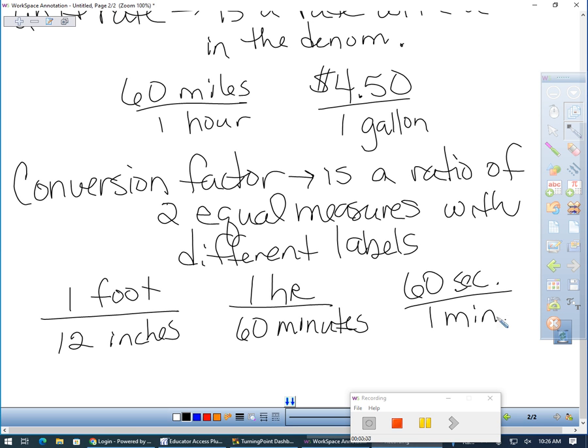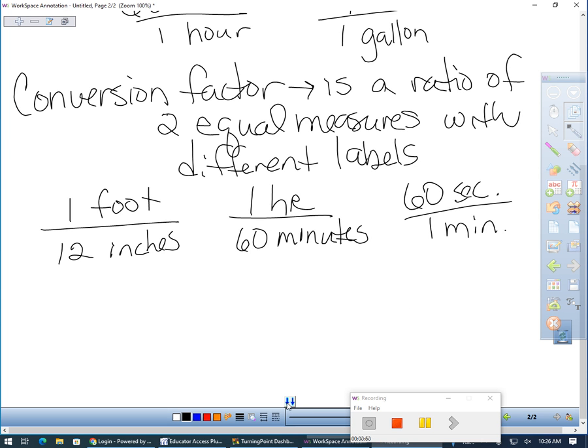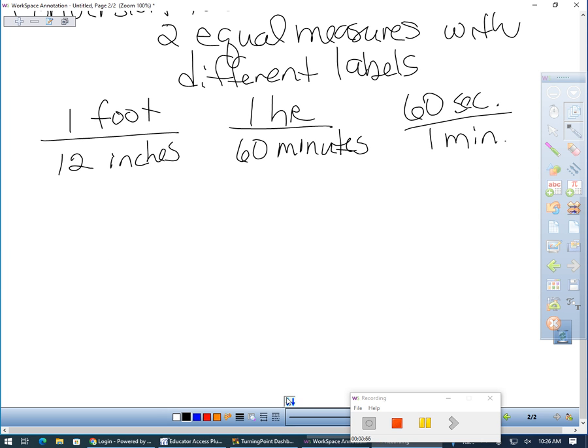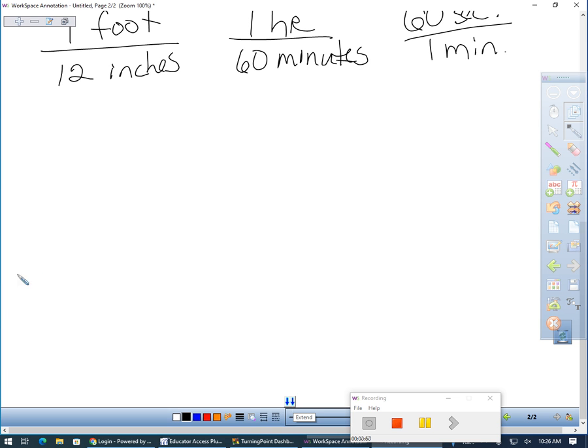Okay? I want to start by talking about your unit rate. For the very first problem in your homework today, you have to use a unit rate. So that's what I want to start with. So here is example number 1. We use unit rates anytime we're going to make a comparison between something.